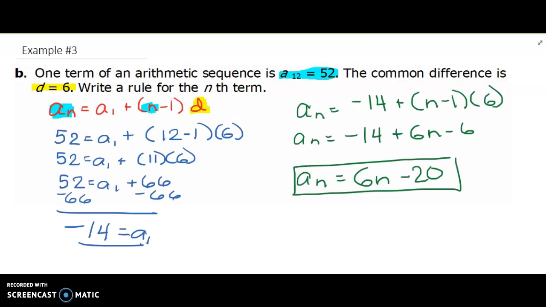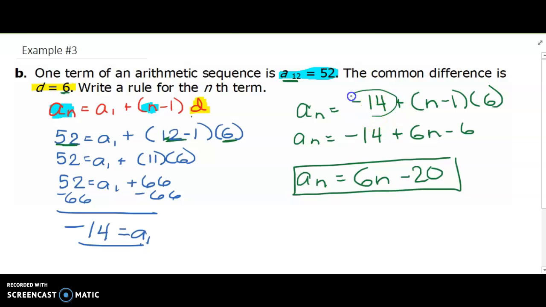All right, so hopefully you've worked this one out on your own. When you do, you plug in 52 as a of 12. So when n is 12, we get 52. And then our common difference is 6, so we plug 6 in for our d. All we're doing is solving for a1. If you do the algebra, solve for a1, you should get negative 14.